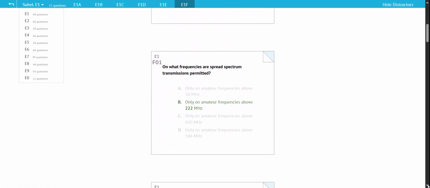First question, Echo 1 Foxtrot 01. On what frequencies are spread spectrum transmissions permitted? And the answer is only on amateur frequencies above 220.